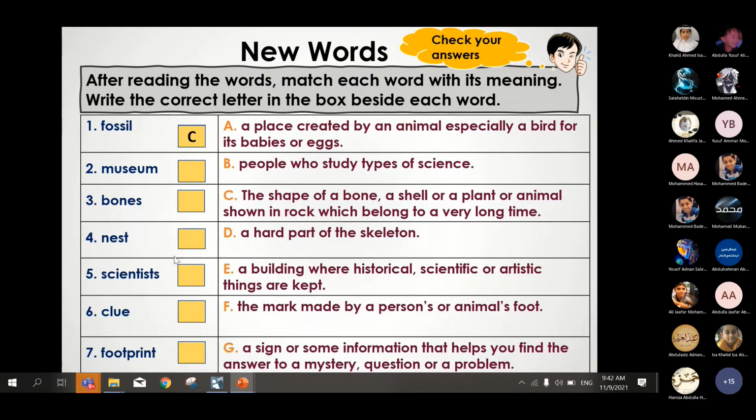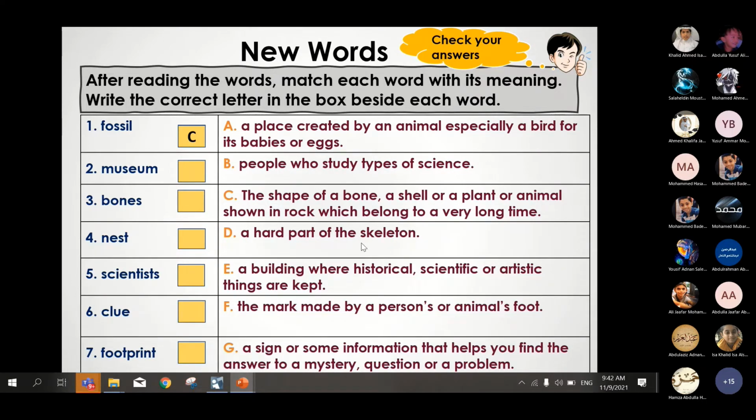Anas, fossils, the shape of a bone. No. Anas again, 2 goes with E, museum. Bravo, bravo, Anas. Museum is a building where historical, scientific, or artistic things are kept. Bravo, Anas. Ghaith also 3 goes with D, bones, a hard part of the skeleton.